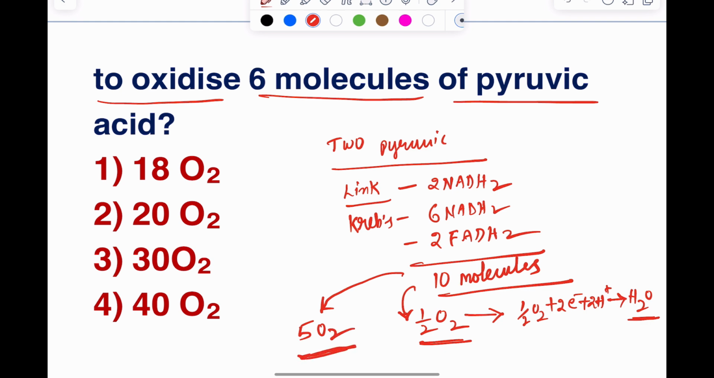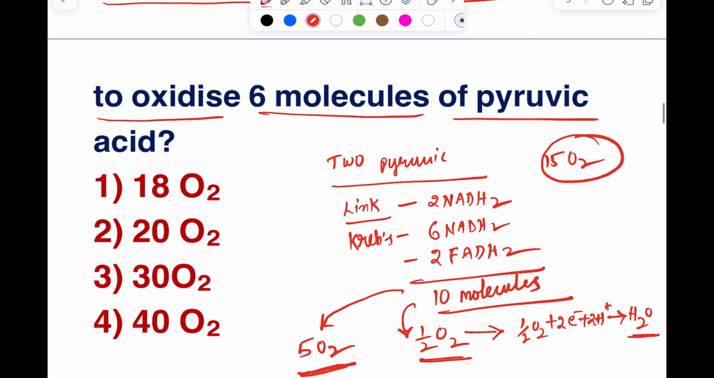Now what about the 6 molecules of pyruvic acid? 15. In these 4 options there is no 15 oxygen. I will correct it here, 15 O2. It is the correct option.